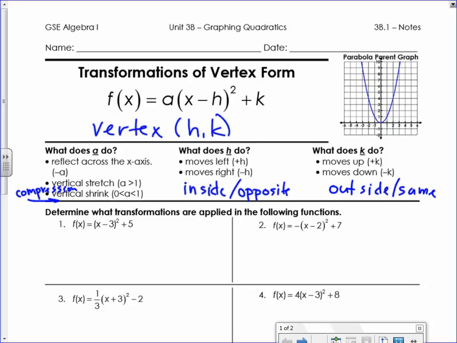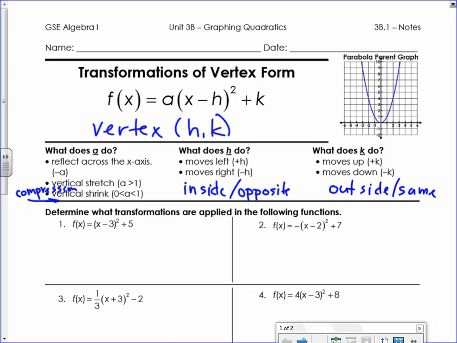Once again, what does H do? Just remember, if it's inside the parentheses, it's going to do the opposite of that sign right here. So if this is a minus H, it's going to move to the right.